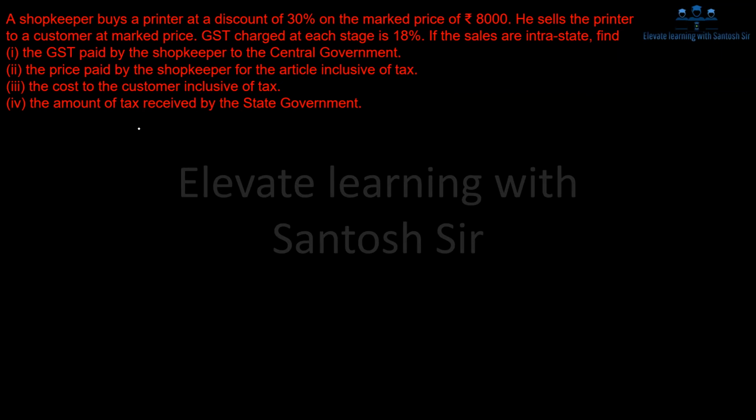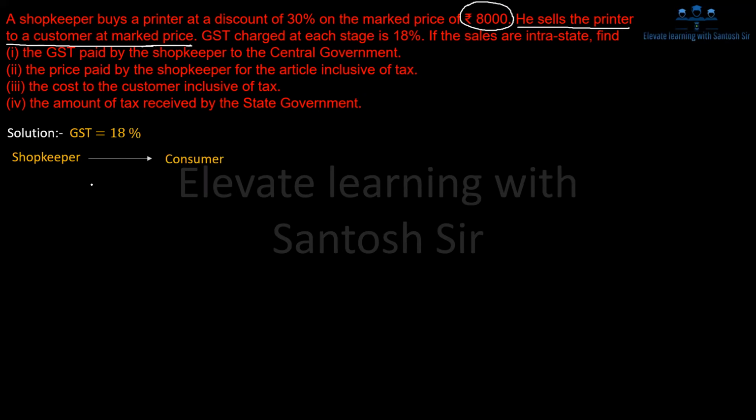We know that GST charged is 18%. Now, we have two people in this chain, the shopkeeper and the consumer. The shopkeeper is buying this printer at some price but selling it at the marked price. We know that he sells the printer to the customer at marked price and marked price is rupees 8,000. It means that selling price of shopkeeper, which is equal to cost price of consumer, is 8,000 rupees. Now we need to find at what cost, what is the CP of shopkeeper. We know that shopkeeper has bought this machine at a discount of 30%.